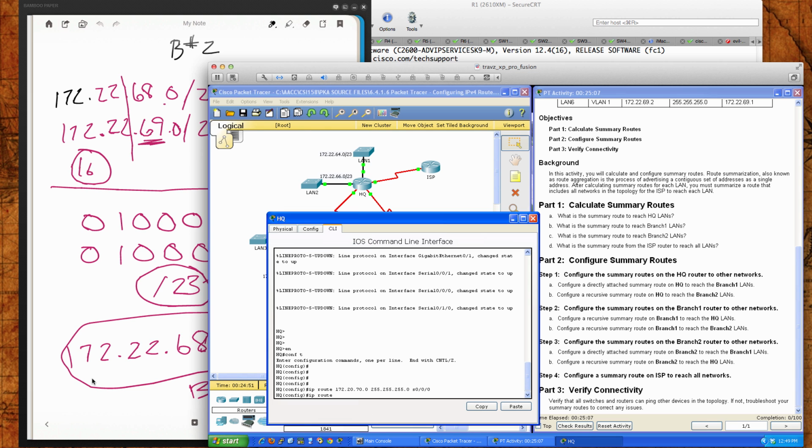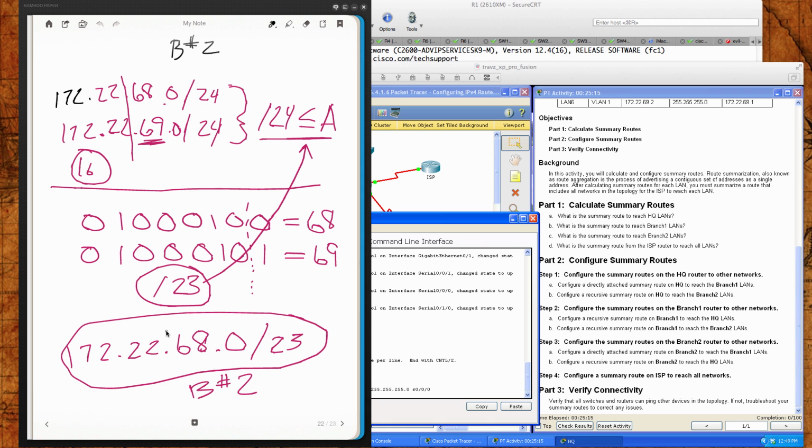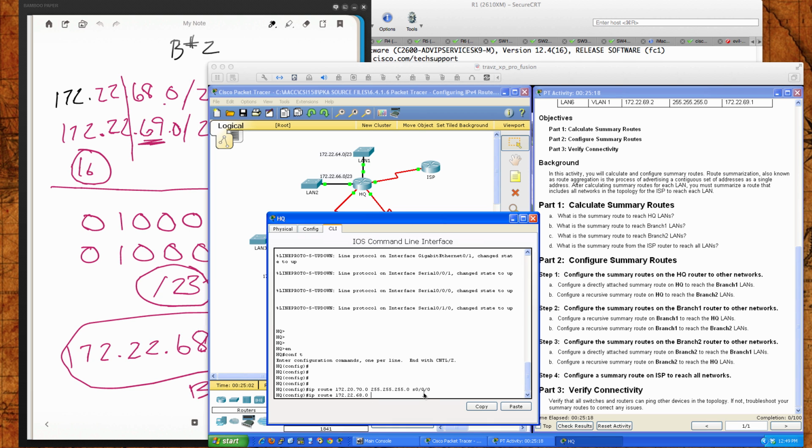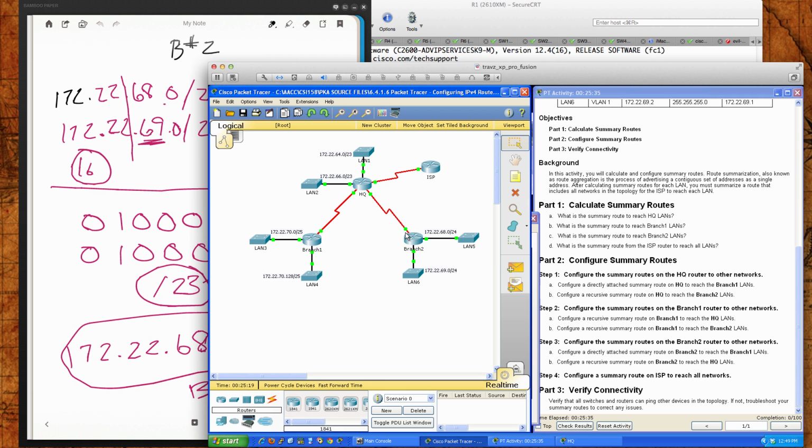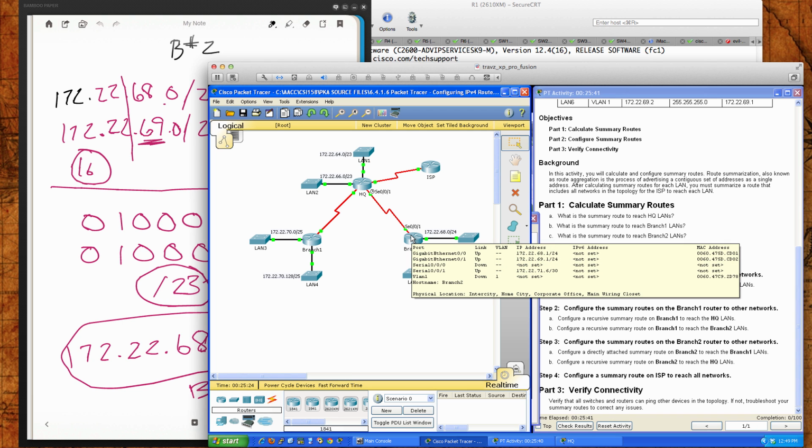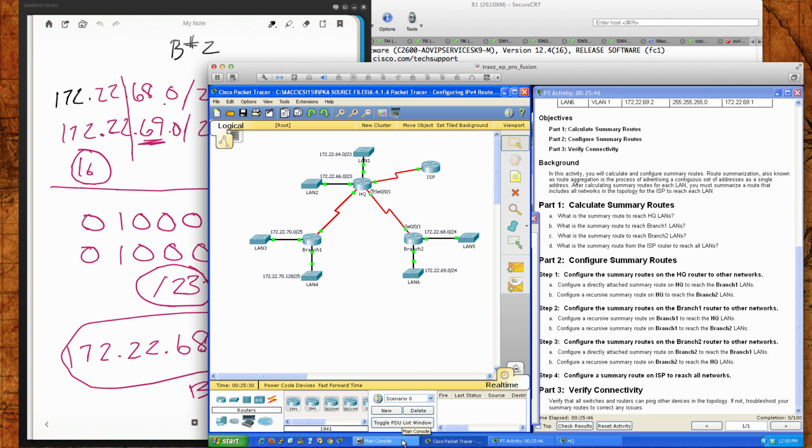All right, so IP route is going to be 172.22.68.0, and again it's going to be a /23. So that's going to be 255.255, and then it's not going to be 255, it would be 254.0. And it wants it to be recursive, so we need to know from the headquarters what the IP address is of the serial 001 interface, and it's 172.22.71.6. So let's go ahead and add that in.